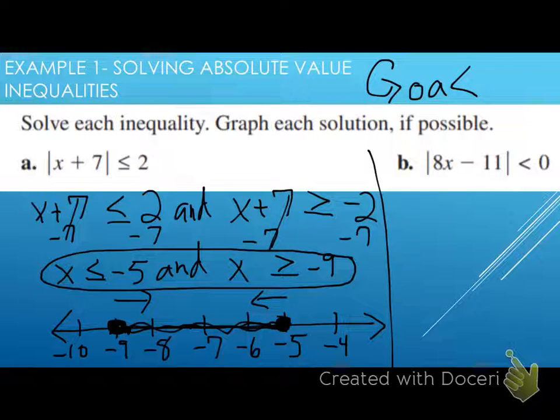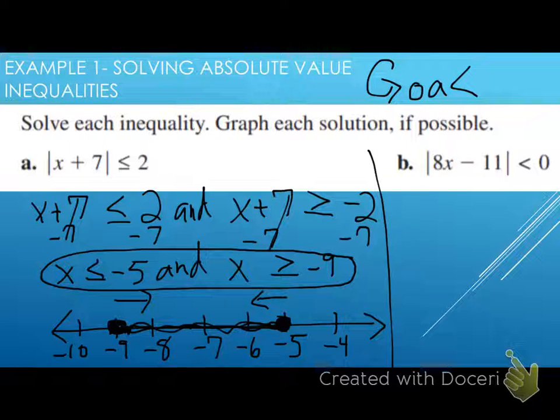Is my absolute value by itself? Yes, it is. Now I need to check my C value. Is my C value greater than 0? No, 0 is not greater than 0. So can I set up my two inequalities here? No. If my C value is not greater than 0, I need to look at the statement it's saying and determine if it's no solution or all real numbers.